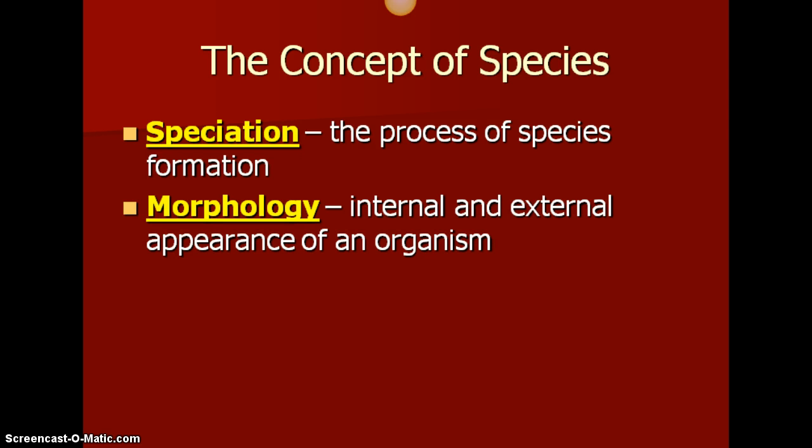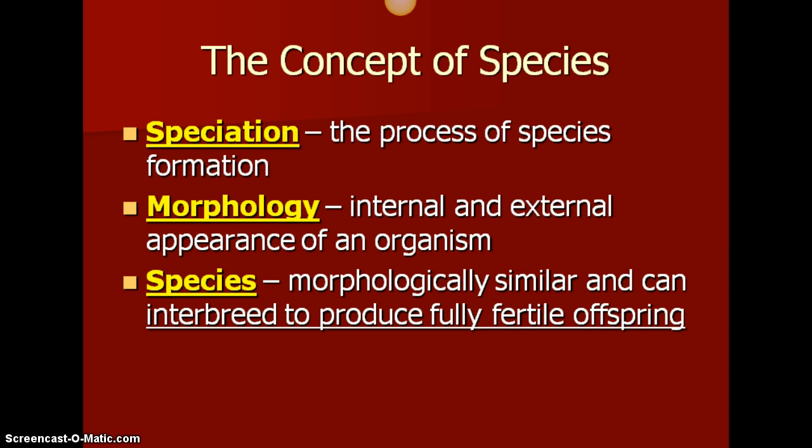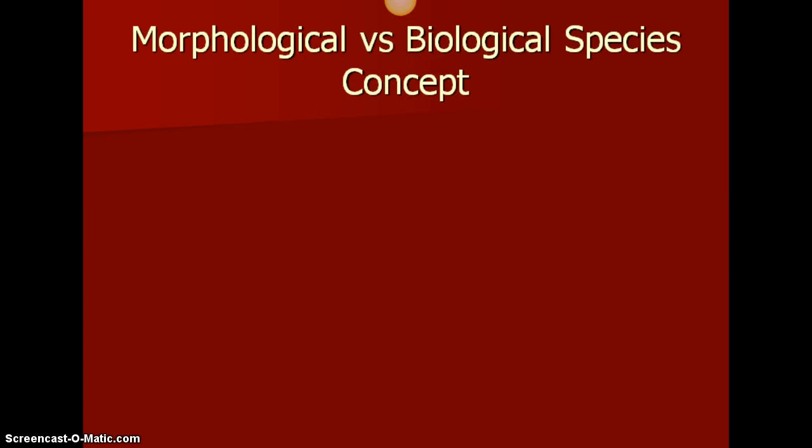Morphology is internal and external appearance of an organism. So looking at what characteristics that organism actually has, physical appearance. Species are morphologically similar and can interbreed to produce fully fertile offspring. So that's the key part there. They're morphologically similar, which might include more organisms than actually fall into one species. But the fact that they can interbreed and they can produce fully fertile offspring makes them a species. They're from the same species if that is true.